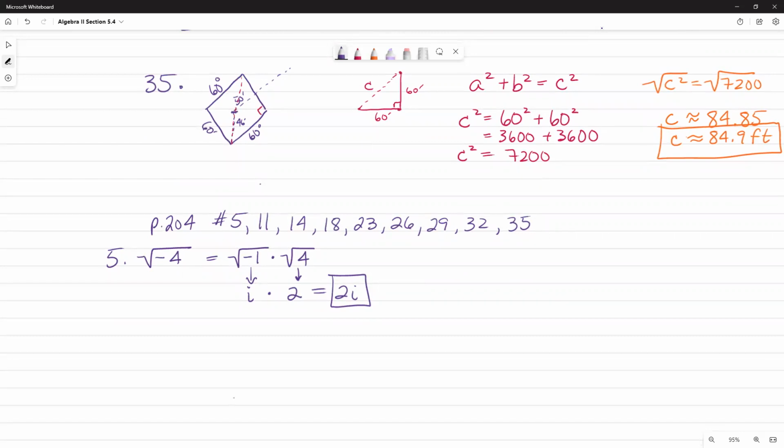Also, because this isn't an equation, we're just simplifying. You don't include the plus or minus. All right, so number 11, here we go. This one's kind of similar to maybe number 32 that we did with the fraction.